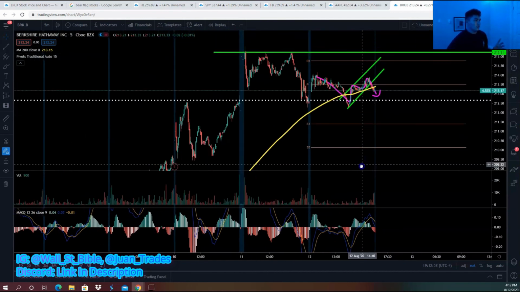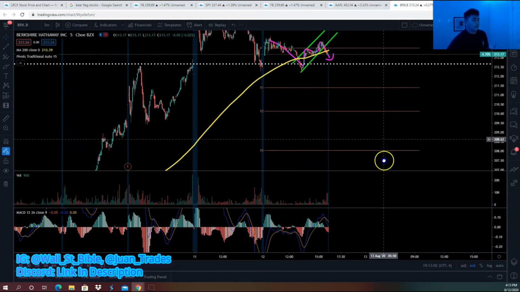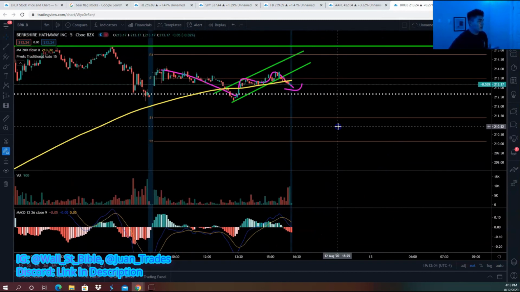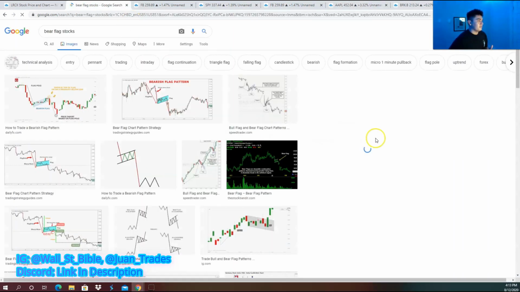So, for instance, let's say we drew a big bull flag, a big bear flag. The bigger the move is going to be. Like here, it's going to be a little move. Why? Because it's a little bear flag. But let's pull up a bear flag.